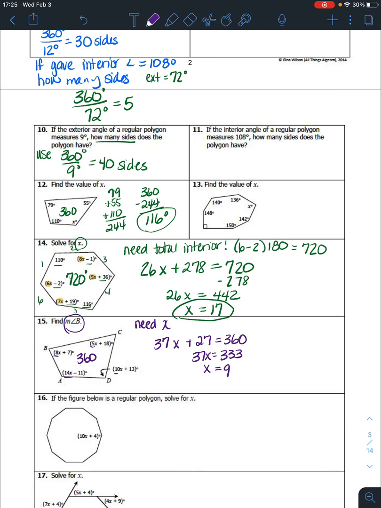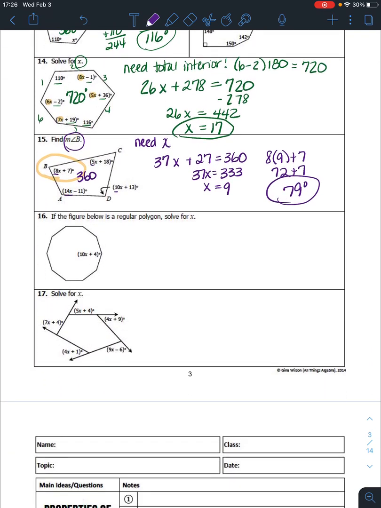Now I asked for angle B. So angle B is right here, 8 times x plus 7. So 8x, now that we know what x is, it's 8 times 9 plus 7, which is 72 plus 7, which is 79 degrees. So angle B is 79 degrees.